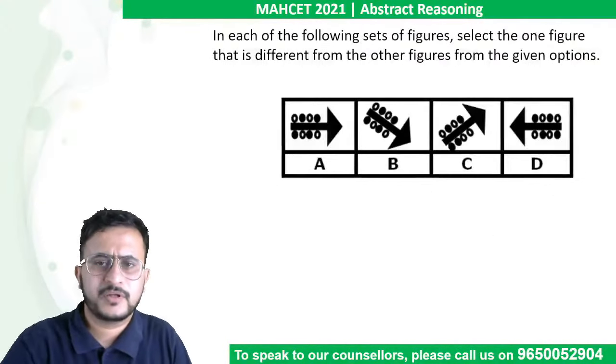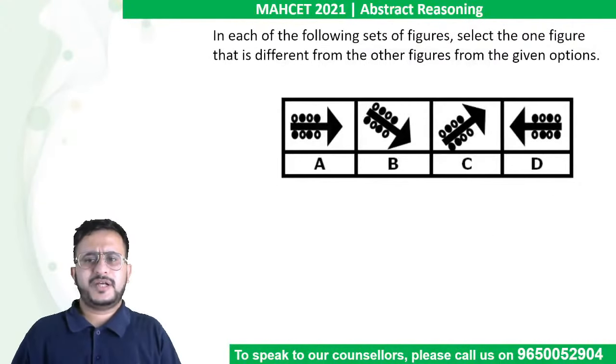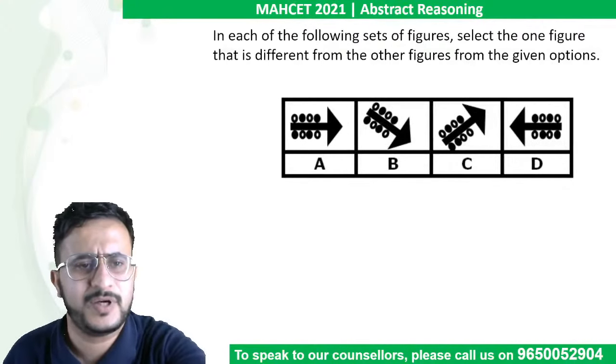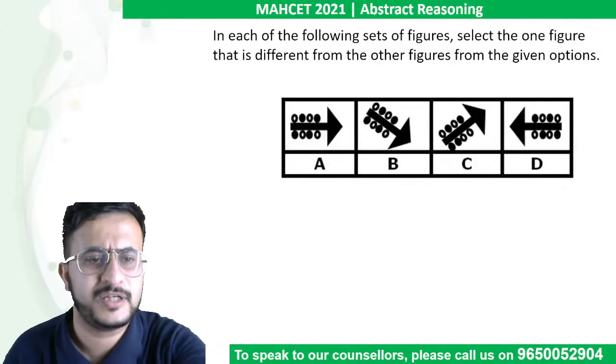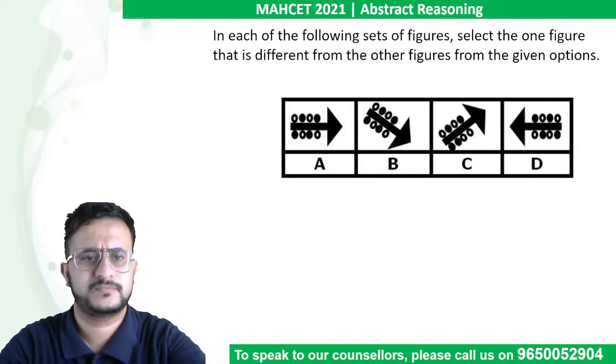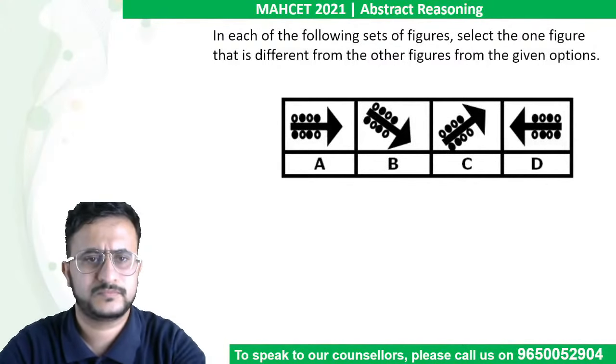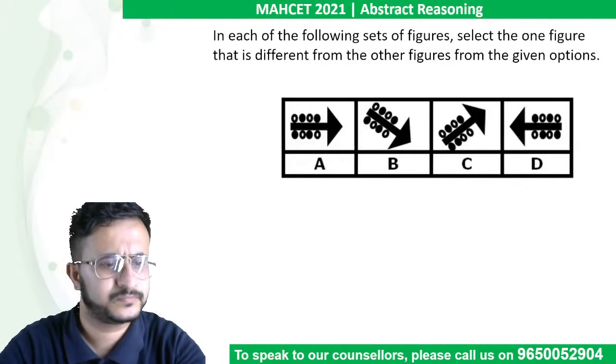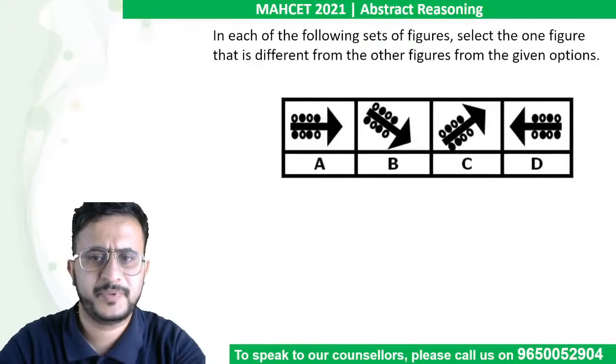All right, so let us look at this one. This should be an easy one to answer. Which of the following images is the odd one out? Find the image which is the odd one out. How do we find the odd one out in this?